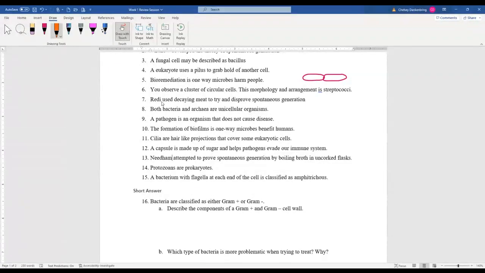Nope, this one actually is true, y'all. Remember, Reddy put decaying meat in 2 jars, one that was open and one that was sealed. And his big finding was there were no maggots and flies on the sealed container. So if spontaneous generation were true, you'd see flies and maggots everywhere because they would have just poofed inside the jar. Okay, so Reddy's big argument was, look, there's only flies and maggots when it's open for them to get in. When it's sealed, why aren't they there?